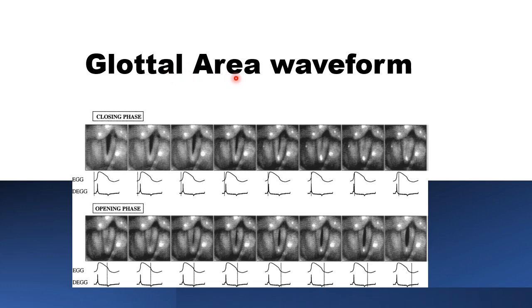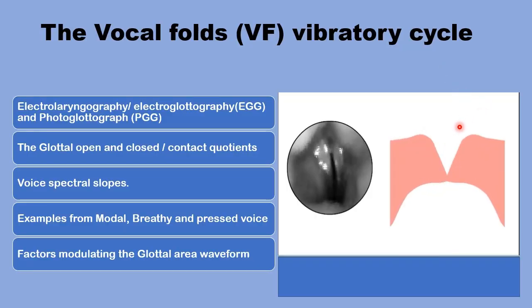We now move to the glottal area waveform, which registers changes in the glottal area. The glottal area is the area in between the two vocal folds during the whole of the vibratory cycle. This is the black area in here. Changes in this area during a vibratory cycle would be reflected in changes in the airflow and consequently in the voice signal. The rapid changes in the glottal area, the glottal opening during phonation, can be detected and registered usually by electrolaryngography, electroglottography, or sometimes by high-speed cameras for photoglottography.